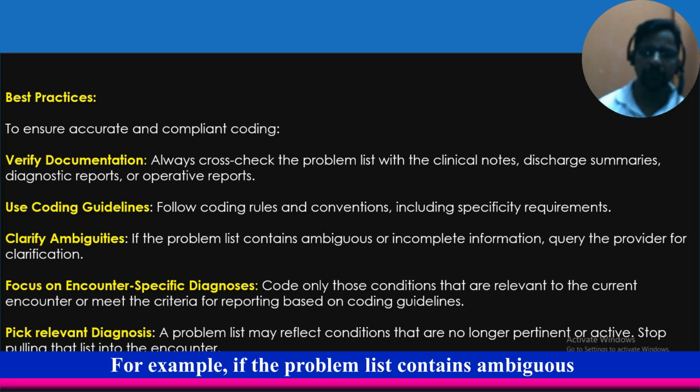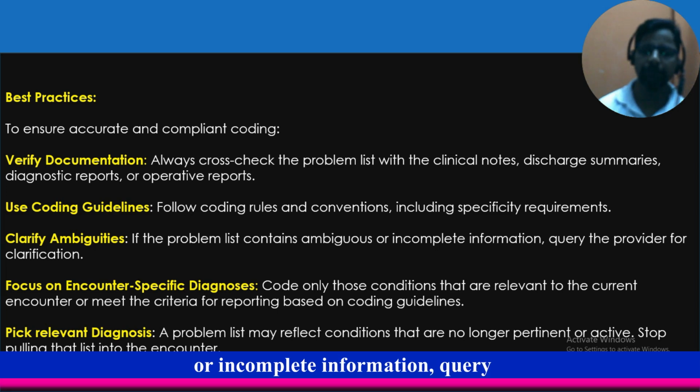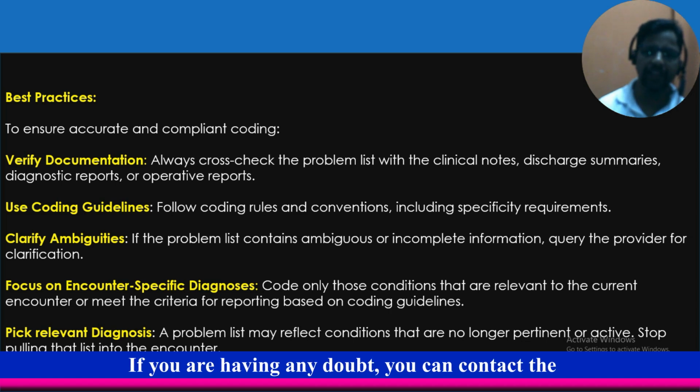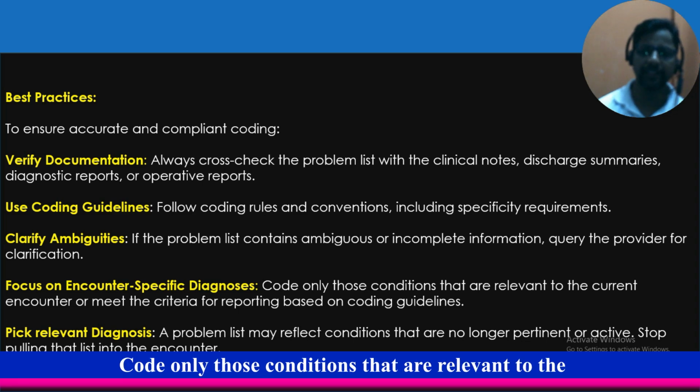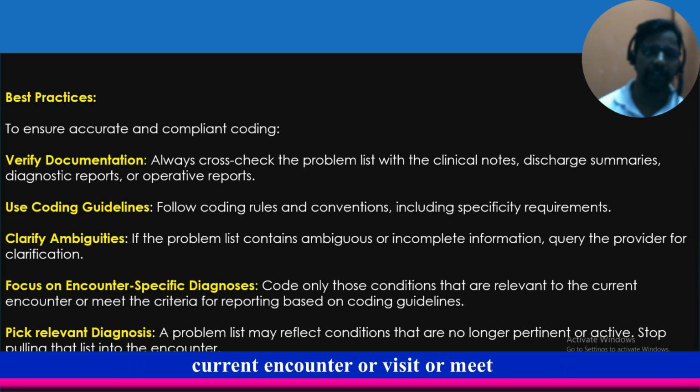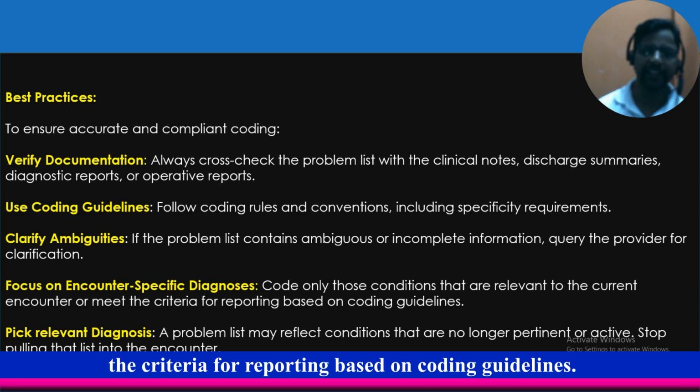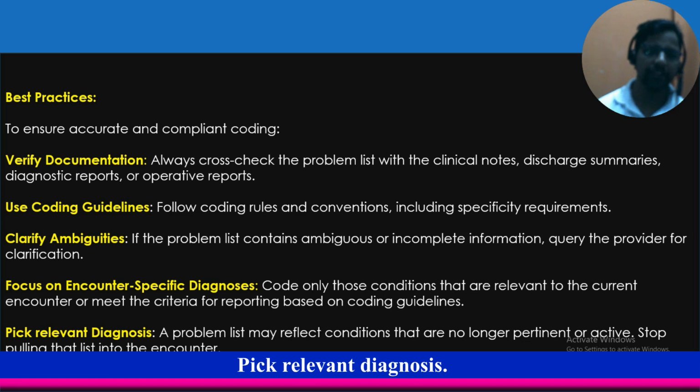Clarify ambiguities. For example, if the problem list contains ambiguous or incomplete information, query the provider for accurate information. You can't code from available information alone. If you have any doubt, you can contact the provider for clarification. Focus on encounter specific diagnosis. Code only those conditions that are relevant to the current encounter or visit, or meet the criteria for reporting based on coding guidelines.